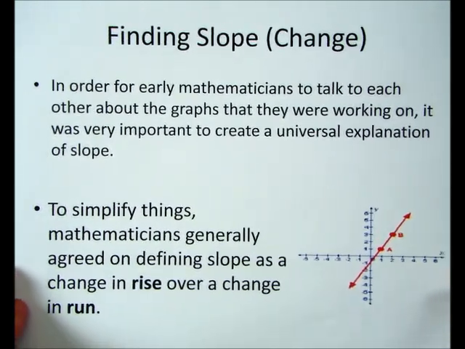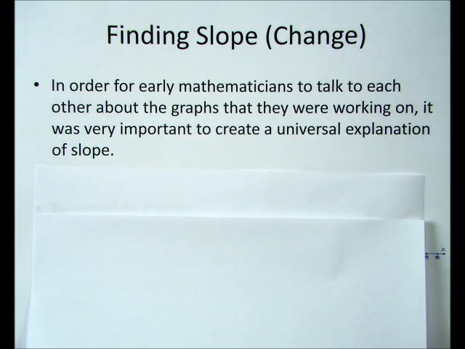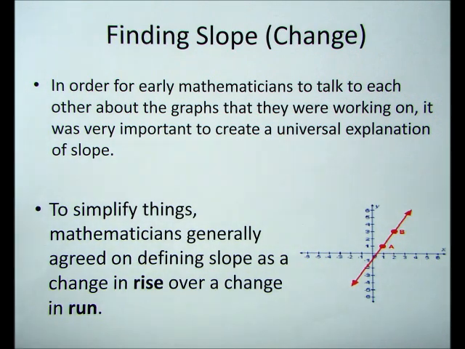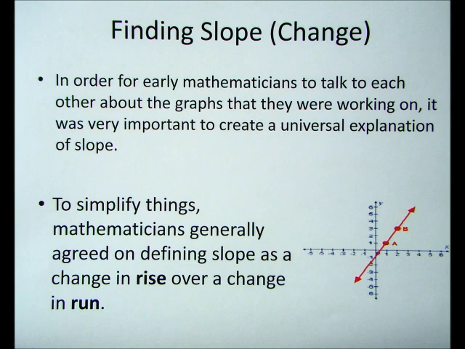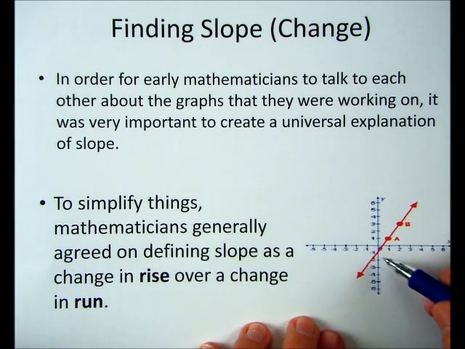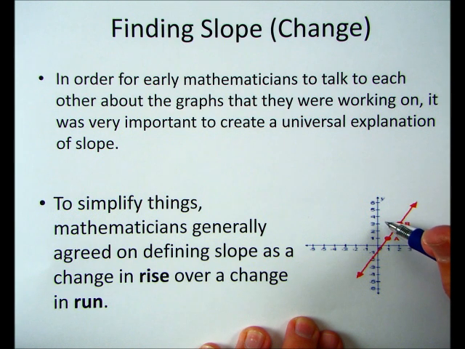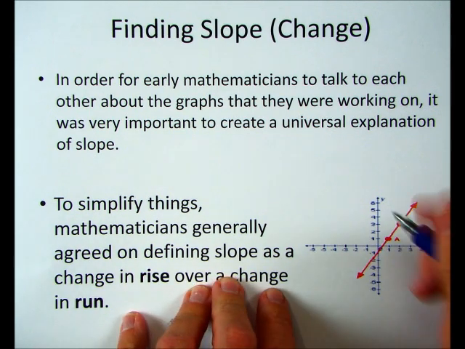All right, line up my paper here. Okay, so let's talk about finding the slope, which again, slope is just simply the change of the line over time. So in order for early mathematicians to talk to each other about the graphs that they were working on, it was very important to create a universal explanation of slope. And to simplify things, mathematicians generally agreed on defining slope as a change in rise over a change in run. So again, going from A to B here, the change in rise over run. Now, when I say rise on this particular one, it is actually going up, but it could go down. So if it goes up or down, and then how much it goes over. And we're going to talk about this much, much more.